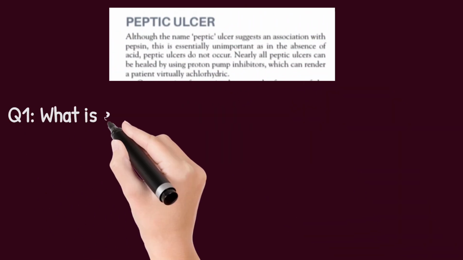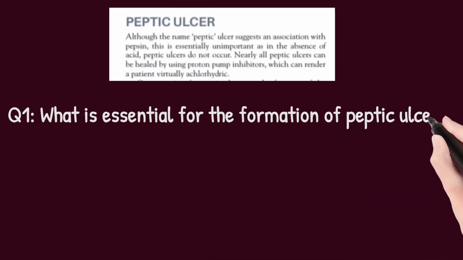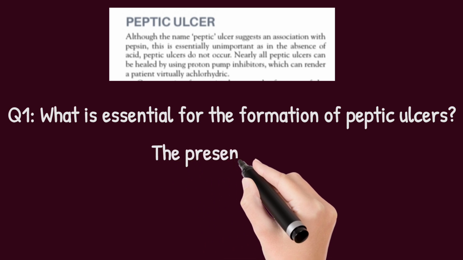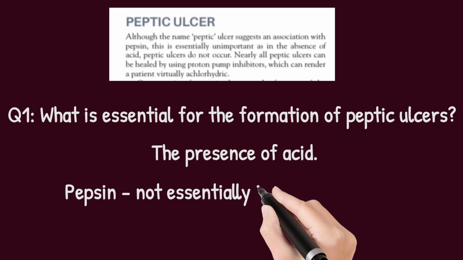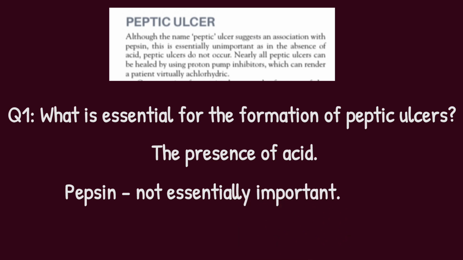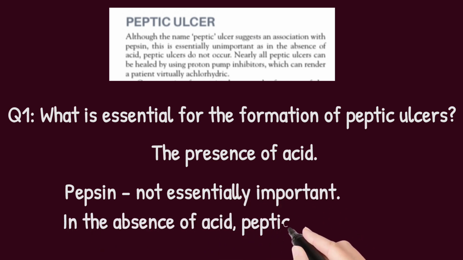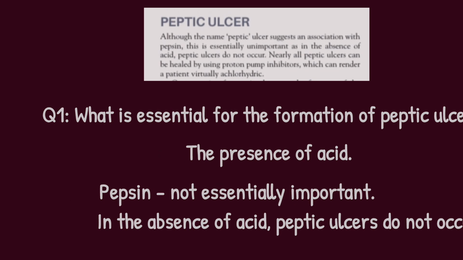Peptic ulcer. What is essential for the formation of peptic ulcers? Peptic ulcers require the presence of acid. Pepsin is not essentially important in peptic ulcer formation. In the absence of acid, peptic ulcers do not occur.